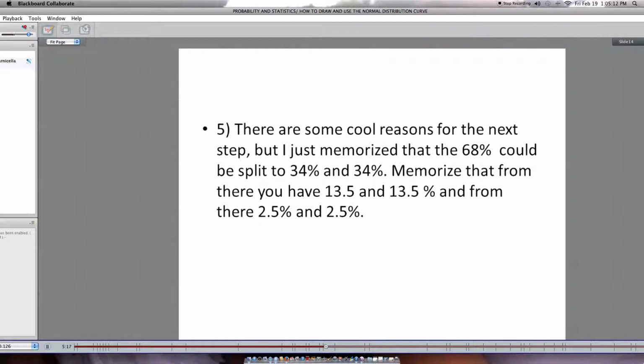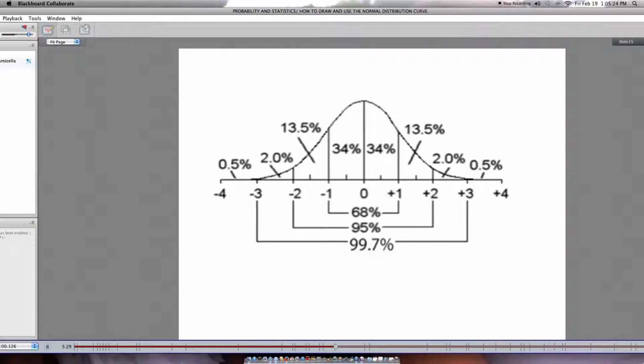So there's also some cool reasons for the next part, but it comes down to knowing that 68% can be divided into 34 and 34%. Memorize 13.5 after that on each side and 2.5 on each side.